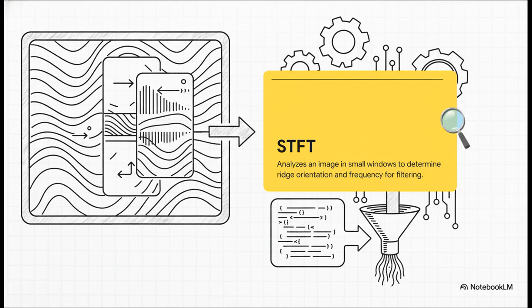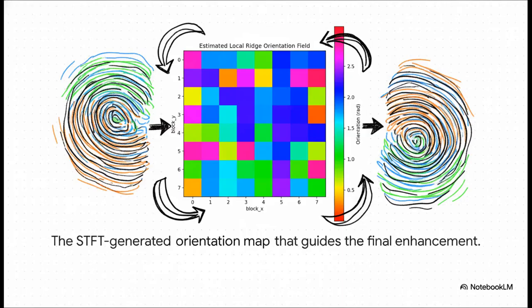Imagine you're sliding a tiny magnifying glass across the image. In each little spot, the algorithm analyzes the pattern to figure out two things. Which direction are the ridges flowing, and how far apart are they? Based on that analysis, STFT creates this, an orientation map. Each one of those little colored blocks represents the main direction of the fingerprint ridges in that specific area. This map is basically the blueprint for the final step. It tells the filter exactly how to connect the broken ridges and reconstruct the natural flow of the print.